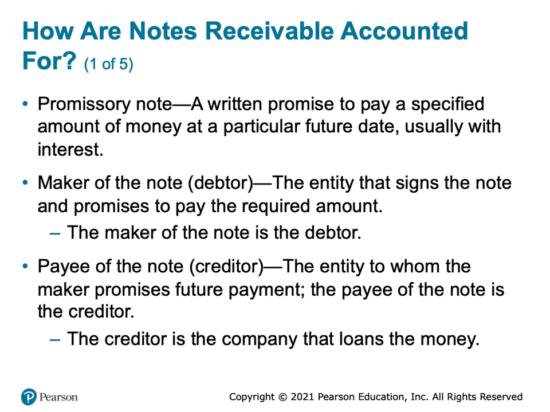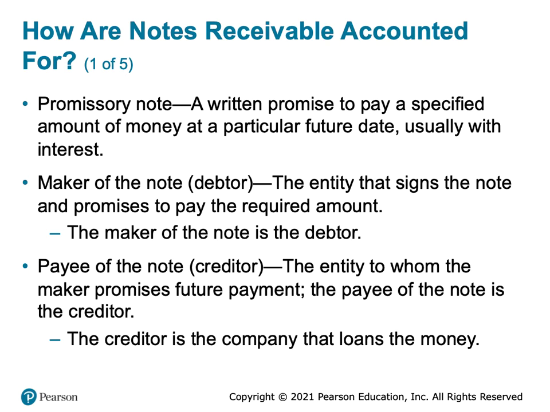associated with it. So the maker of the note, or the debtor, is the entity that signs the note and promises to pay the required amount. And the payee of the note, or the creditor, is the entity to whom the maker promises future payment. And so you can remember that as thinking the creditor is the company that loans the money. And for this chapter, we are taking on the role of the creditor.